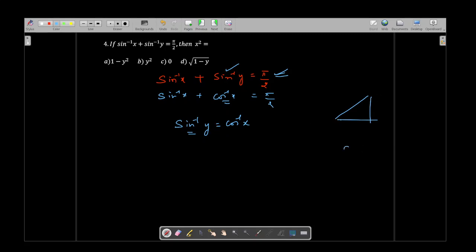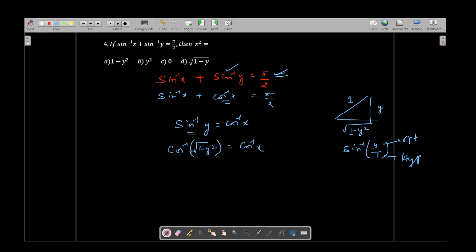Sine inverse of y by 1, I'll write. So this is my opposite side, and this will be the hypotenuse. So this is 1 and this is y. So this side will be square root of 1 minus y square. So sine inverse of y I can write, if I turn it to cos inverse, as adjacent by hypotenuse. Adjacent is square root of 1 minus y square, and hypotenuse is 1 anyhow.